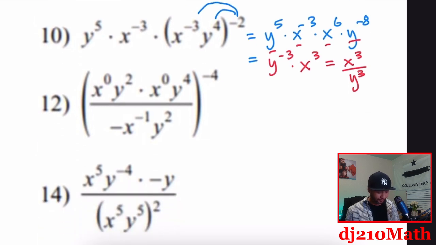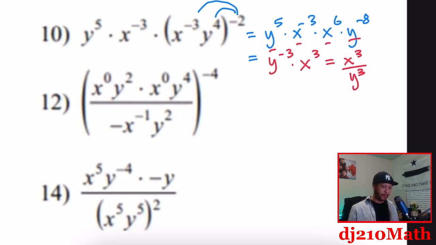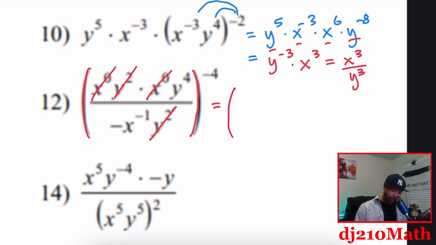All right, 12. 12 is a fun one. Check it out. So just looking at the inside only. Anything to the 0 is 1, goes away. Anything to the 0 is 1, goes away. Okay, there's a y squared up top, y squared in the bottom. So those go away. So what's really left over inside this thing, we have y to the 4th.